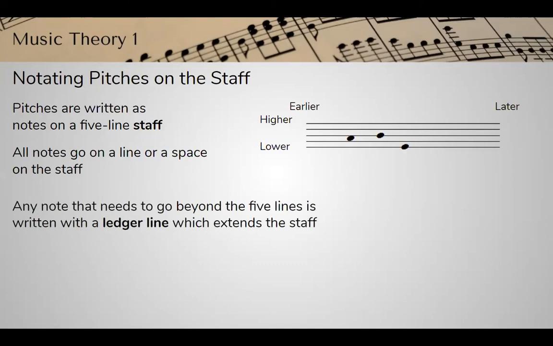And then any note that needs to go beyond the 5 lines is written on a ledger line, which extends the staff. So like that note there, that extends the staff, so we can hit that note. And then that ledger line extends it lower, so we're able to write that note if we need to.